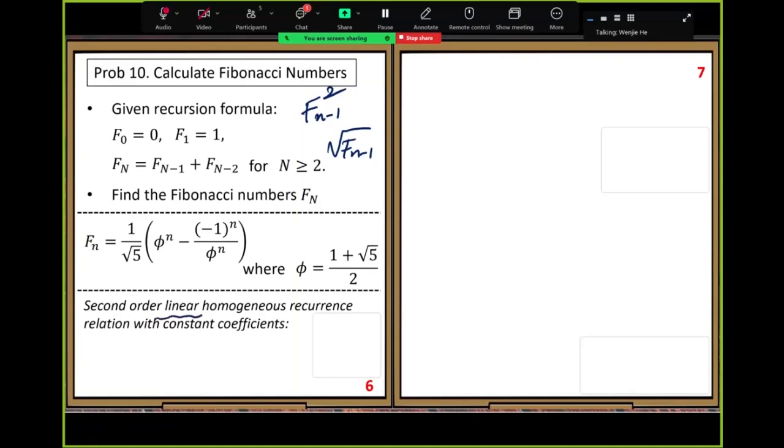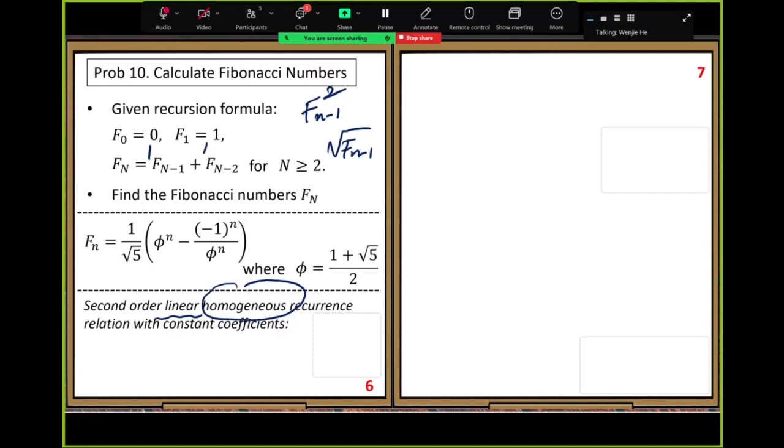All right. Homogeneous. What's this homogeneous? Remember, there is no non-zero constant. Plus 1, plus 2, plus some non-zero constant. If there is no non-zero constant term, we call it a homogeneous equation. That's the meaning of the homogeneous part. Recurrence relation with constant coefficient. Here the coefficient for each term is 1, that's constant.